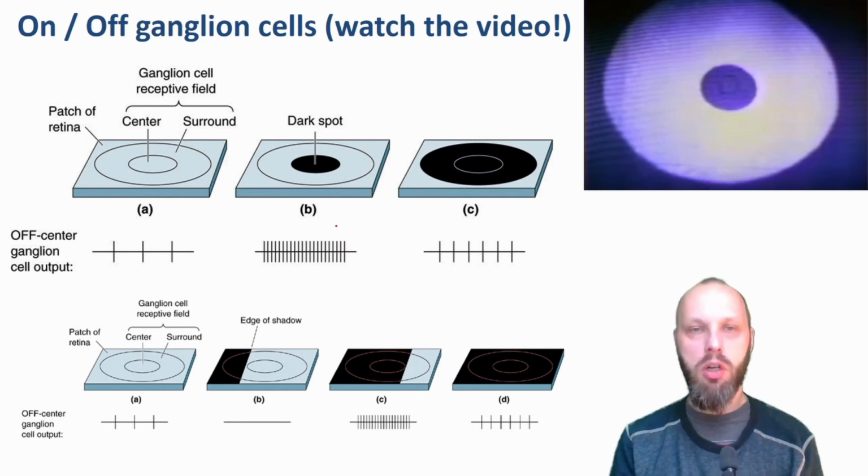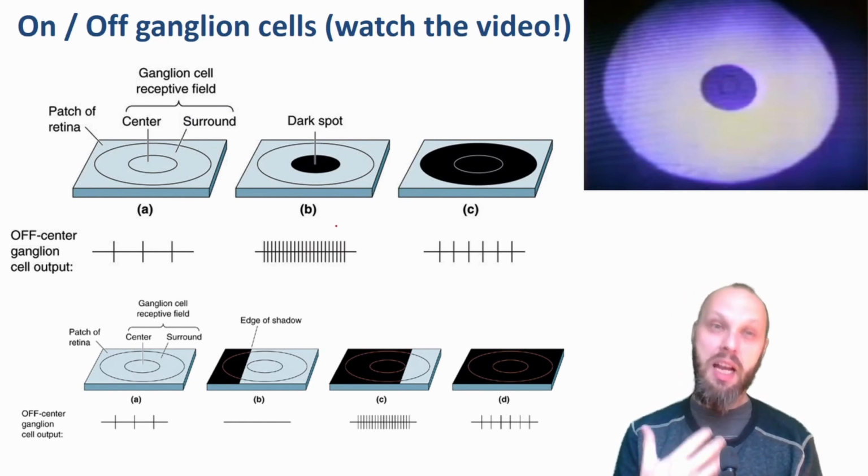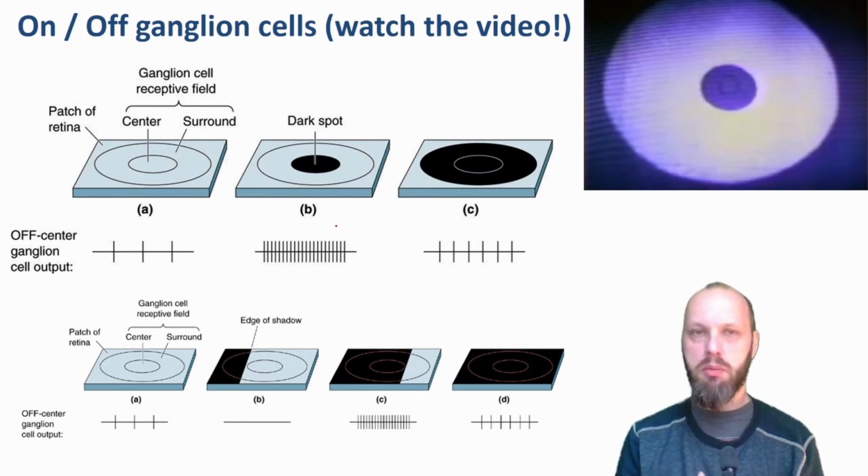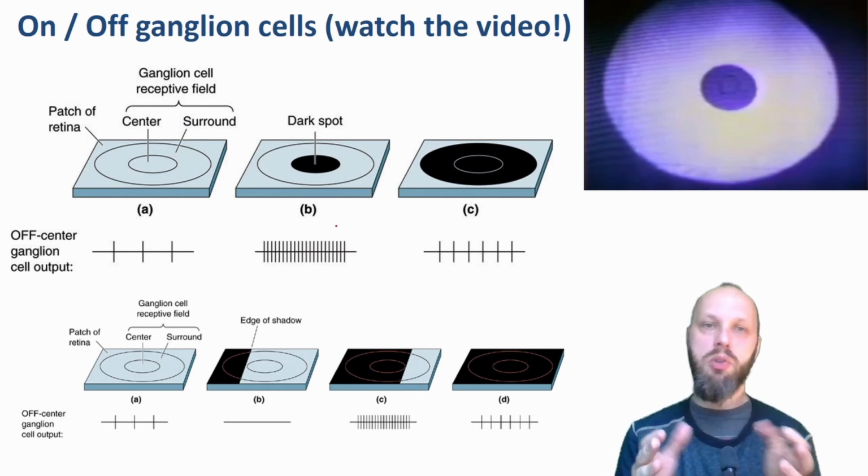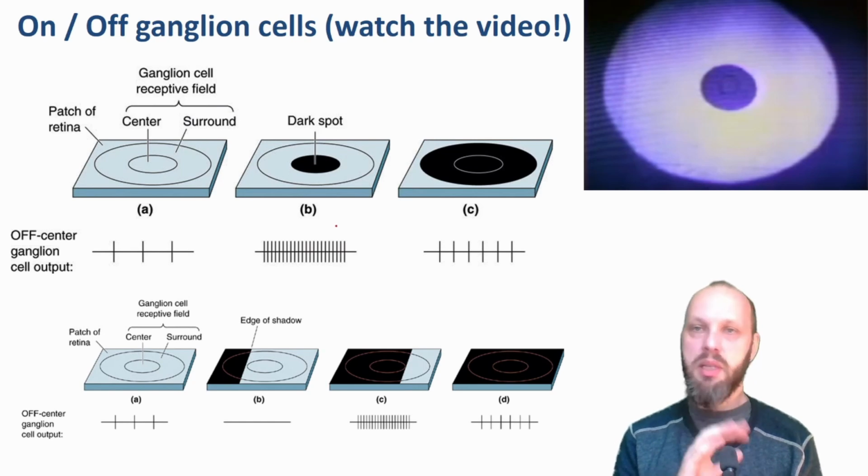And they're also called off cells because they actually spike more in the beginning of the stimulus. When you just show something, they spike more, then they start spiking less, but we won't be talking about this temporal dynamics right now.